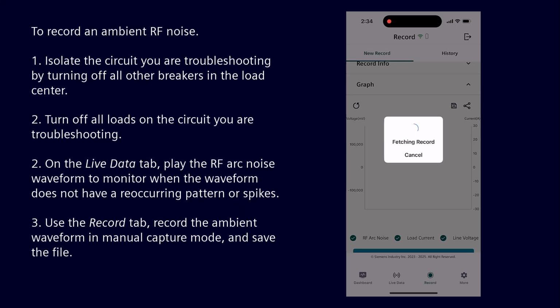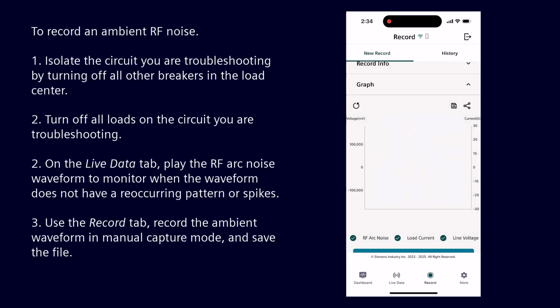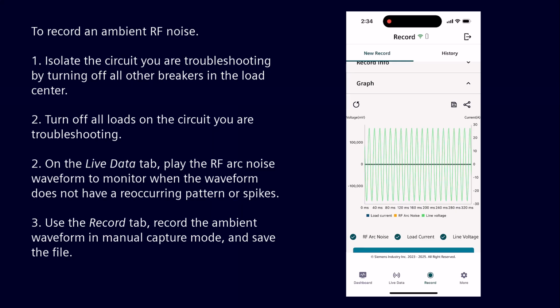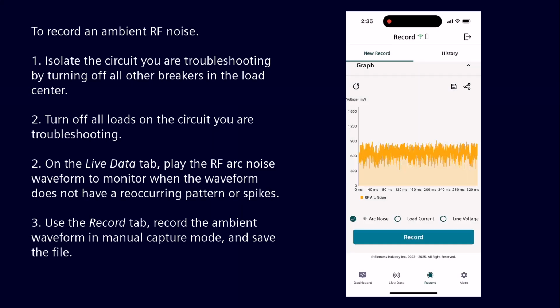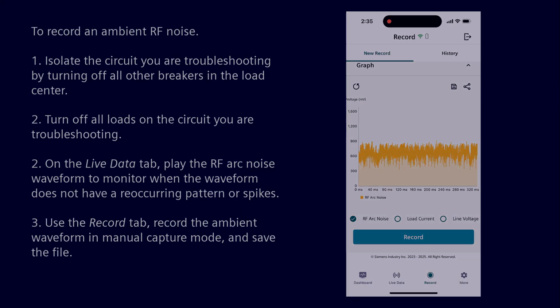If you're still seeing spikes and/or repeating arc patterns, continue turning off breakers and loads until the waveform flattens. If all the breakers and loads are off, but you are still seeing high RF noise, you may have the issue upstream from the load center, such as a transformer.